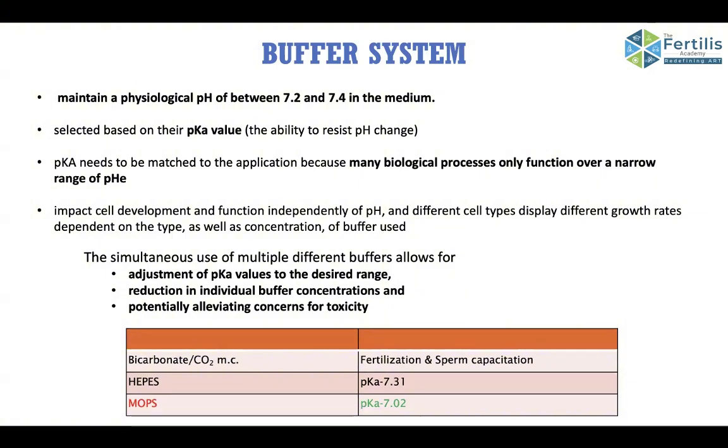The most common buffers are bicarbonate, which is very important for fertilization and sperm capacitation. Then we have got the HEPES buffer, and we have got the MOPS buffer. Both of them are very critical in functions outside the incubator, whereas bicarbonate is the chief buffer which is utilized for prolonged embryonic development inside the incubator. It is also the chief buffering system in a human body.